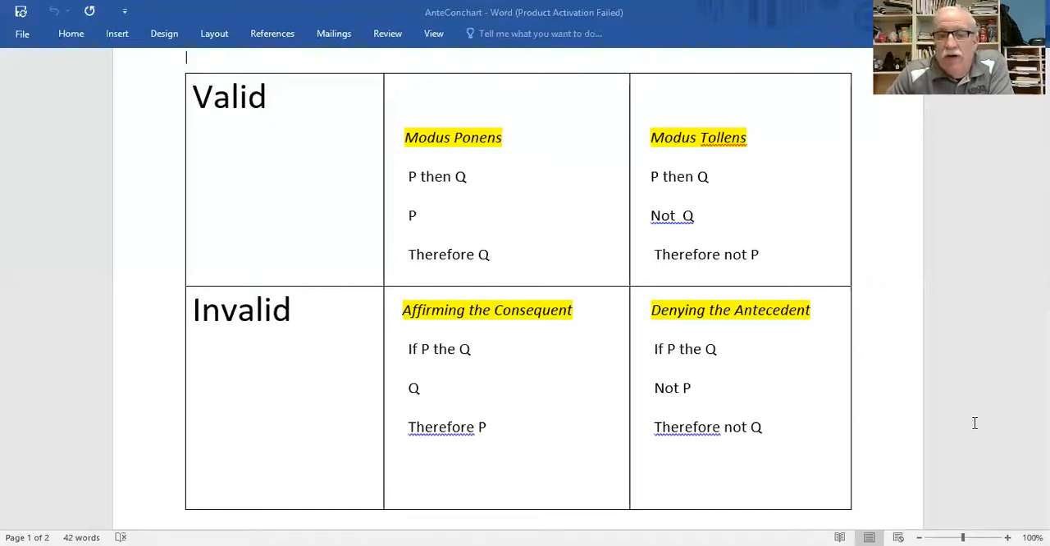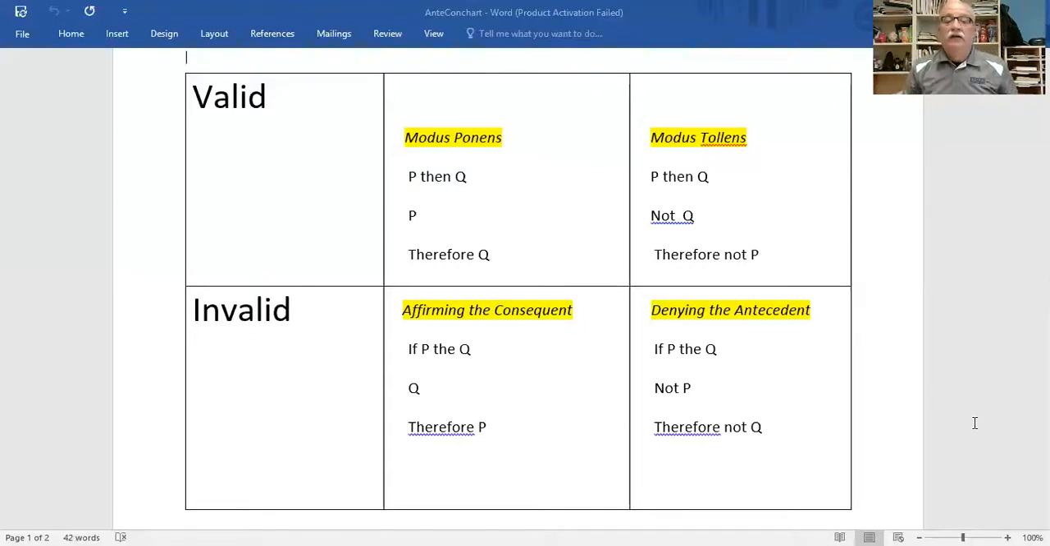Affirming the consequent is not necessarily a valid relationship. So if P then Q, in other words, if I study, I will get good grades. I get good grades. I can't necessarily affirm that I study. There's many reasons why people get good grades. Some of them are wonderful, some of them not so much. There are different reasons why you or I may do well on a test that have nothing to do with me studying. That's an invalid situation.